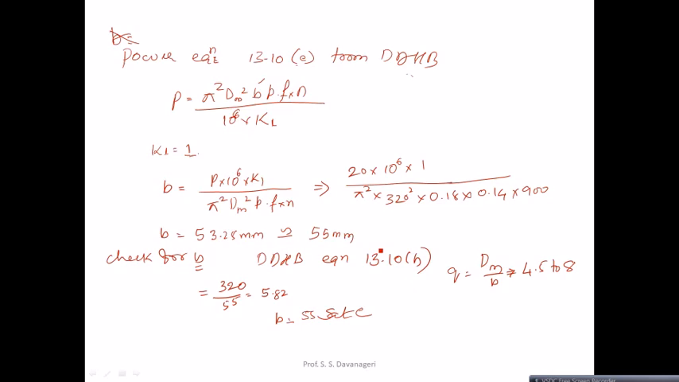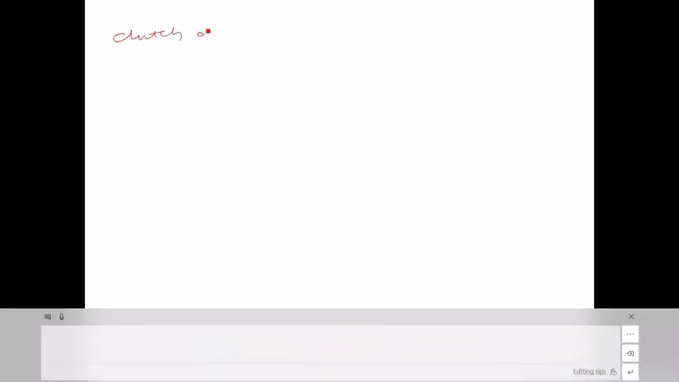Now in this problem, what have we done? We have taken the value of mean diameter as the maximum value, that is 10 times the shaft diameter. Okay. Now as it's not possible, that means we got the right answer here. If you got a wrong value, that is, if the value does not satisfy the range, then you need to increase the shaft diameter in this problem. If DM by B is less than 4.5, you need to change the value of shaft diameter. Okay. Next.